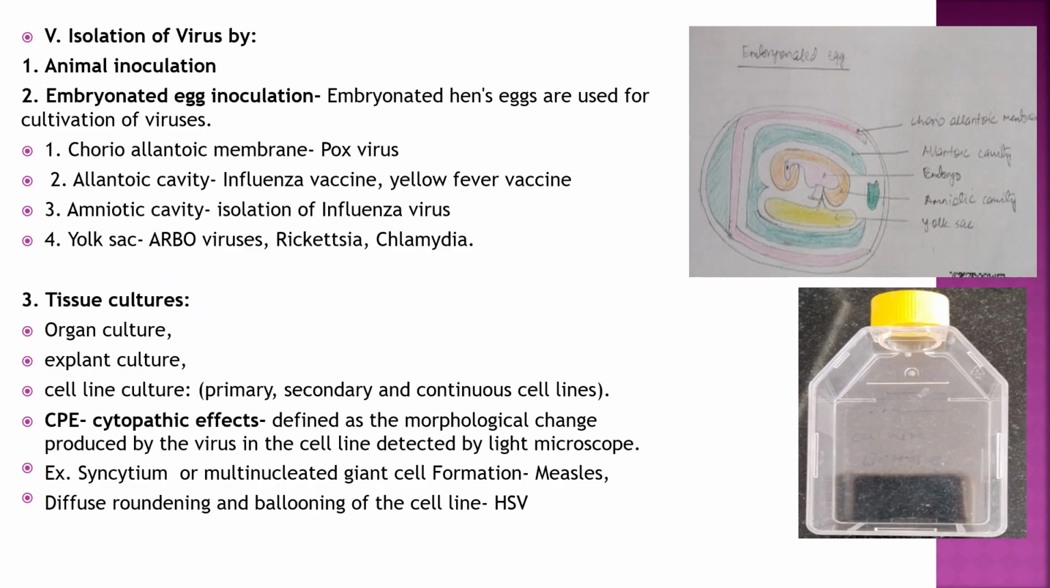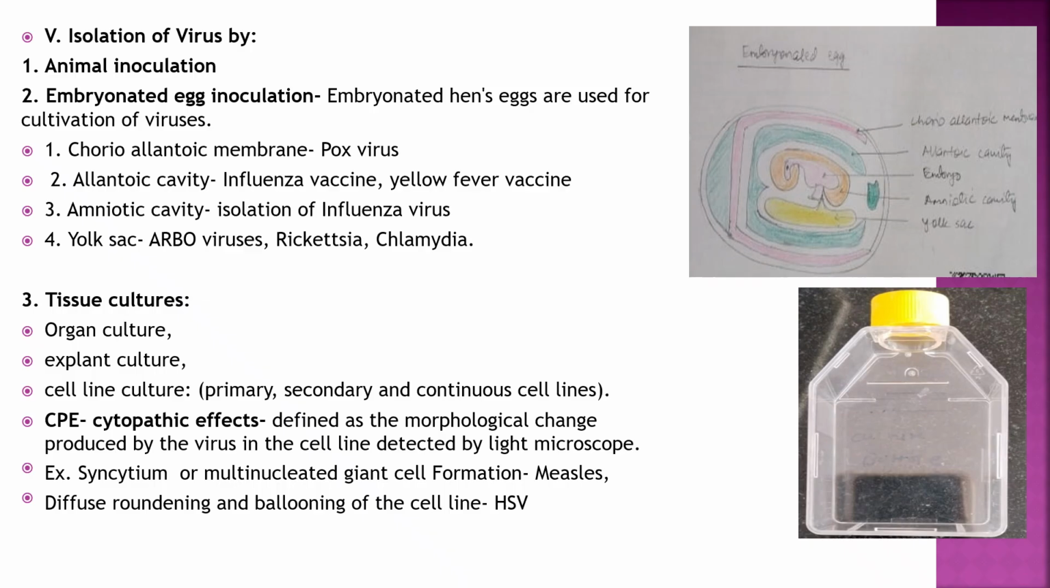So first animal inoculation, but because of the ethical issues, animals are not used. Second, embryonated egg inoculation. Hence embryonated eggs are used for cultivation of viruses. Parts of the eggs are: chorioallantoic membrane for pox virus, allantoic cavity for influenza vaccine and yellow fever vaccine, amniotic cavity for isolation of influenza virus, and yolk sac for arboviruses, rickettsia, chlamydia.